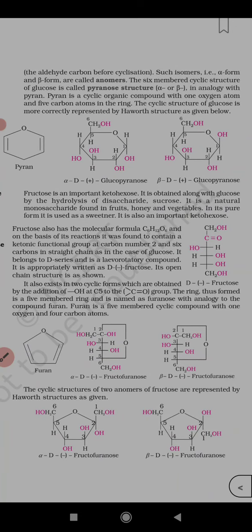Fructose is an important ketohexose. It is obtained along with glucose by the hydrolysis of the disaccharide sucrose. It is a natural monosaccharide found in fruits, honey and vegetables.